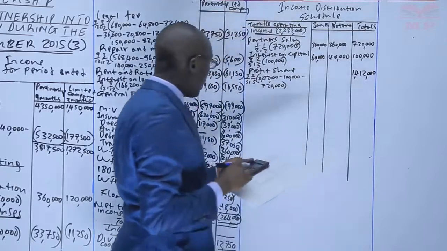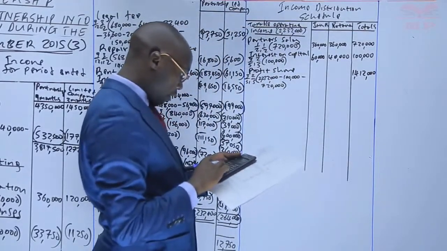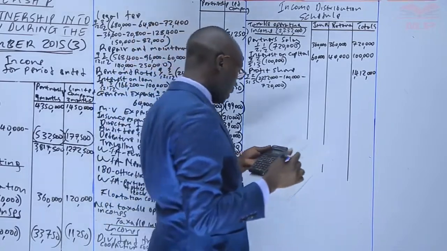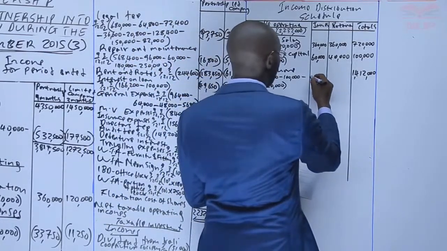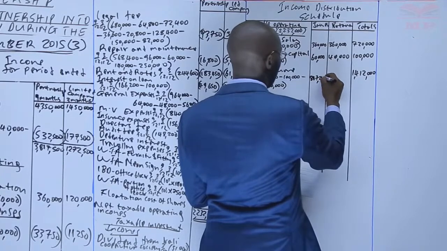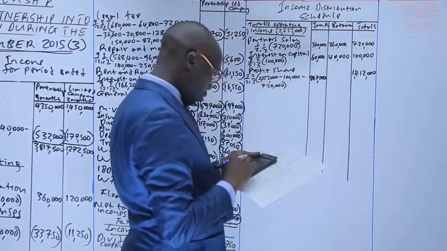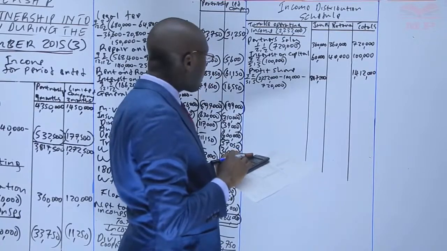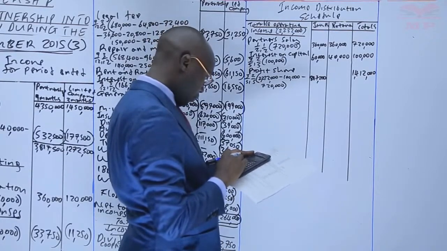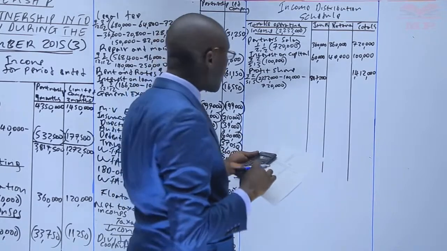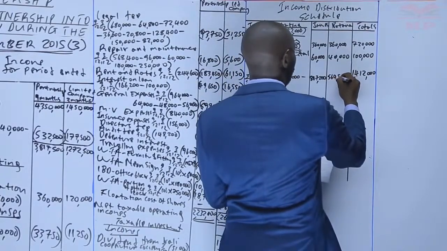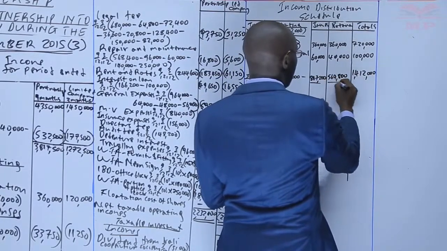And then the first one gets 3 over 5, which gives us 847,200. The other one gets 2 over 5 times the 1,412,000, which is 564,800.